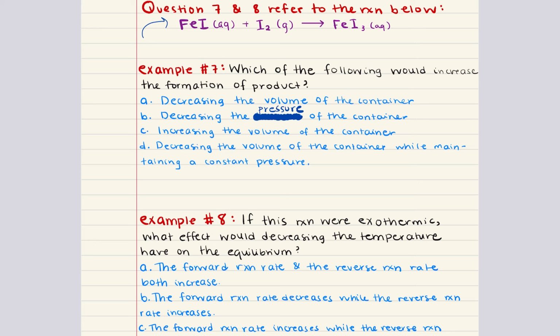A says decreasing the volume of the container. B says decreasing the pressure of the container. C says increasing the volume of the container. And D says decreasing the volume of the container while maintaining a constant pressure.